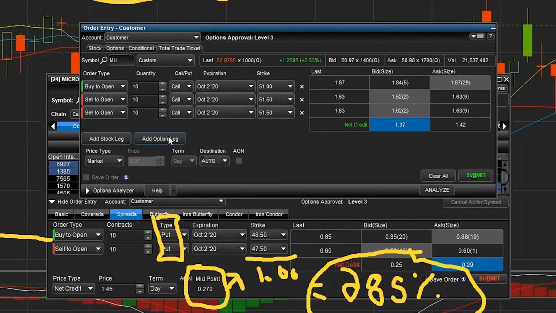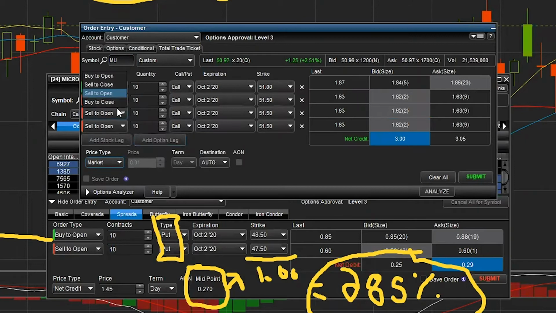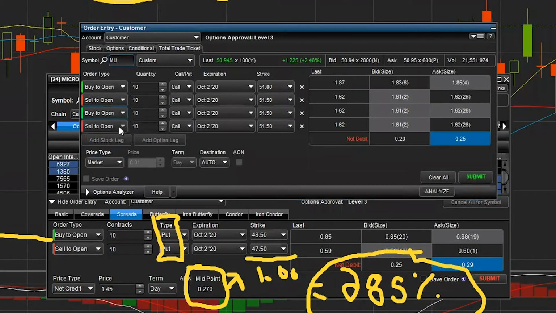We're going to add 4 option legs. So buy to open, sell to open, and then we're going to have another buy to open, sell to open. One of them is going to be a call spread. One of them is going to be a put spread. Okay, same expiration date, October 2nd.